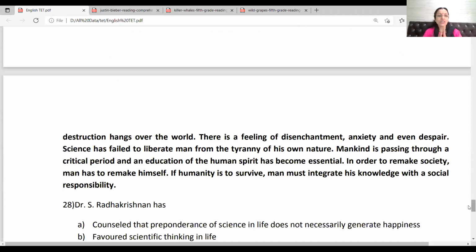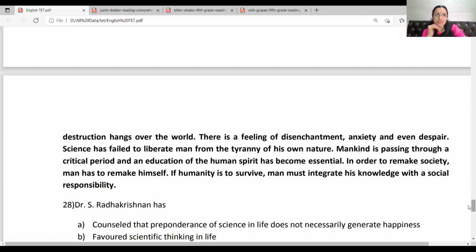Mankind is passing through a critical period and an education of the human spirit has become essential. In order to remake society, man has to remake himself. If humanity is to survive, man must integrate his knowledge with a social responsibility.